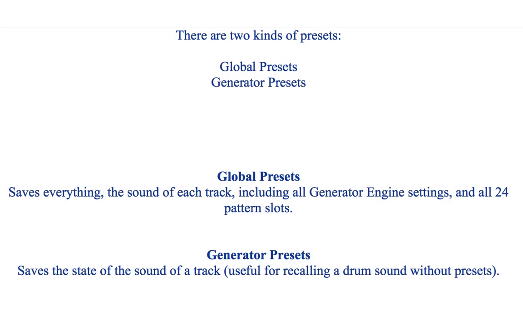In this video, we're going to look at working with the presets. Now, there's two kinds of presets, global and generator. Global presets stores everything, the sound of each track, all generator engine parameters, and all the 24 pattern slots.